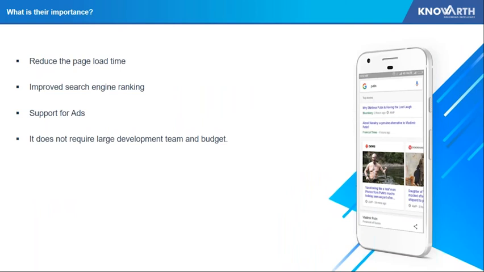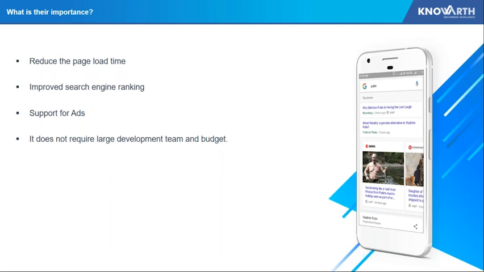So the importance of AMP: it reduces the page load time. It's no surprise that one of the main benefits of a web page developed with AMP is that the page loads with lightning speed on mobile devices, because it is created only for that purpose. Then it improves the search engine ranking. AMP greatly improves page load time, so it is highly likely that a website developed with AMP is going to be ranked higher in Google compared to slower and unresponsive websites.